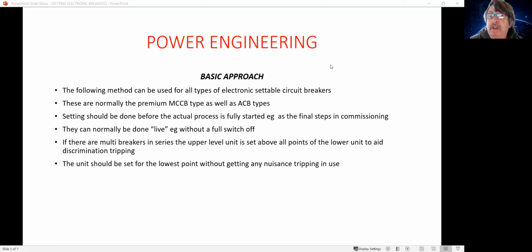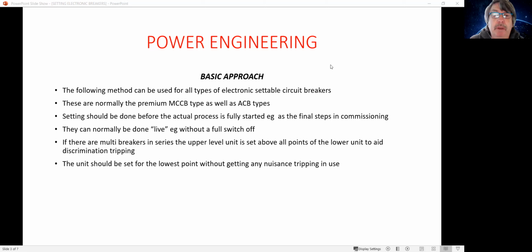You can normally adjust all the products in a live state without switching off. Some of the display type electronic units can actually tell you the value you've set by feedback. So in other words, it gives you the feedback on there. Not all of them have that, so you might have to do some calculation in terms of that. If you've got multi-level breakers, of course, you're going to have some discrimination issues, and you need to have a look at that if that is part and parcel.